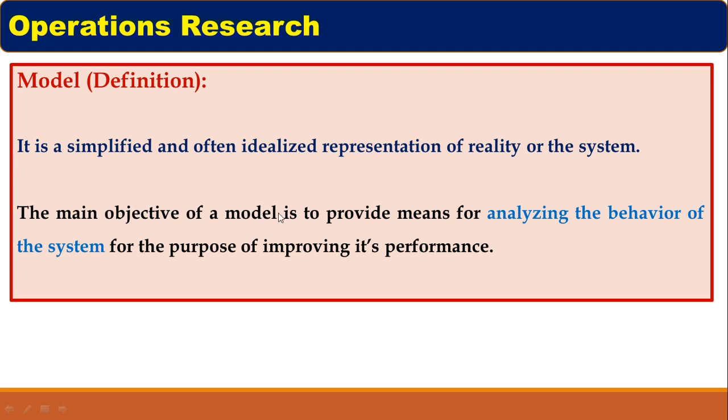The main objective of a model is to provide means for analyzing the behavior of the system for the purpose of improving its performance. So first of all, the system or reality is represented in the form of a model, and this model is required to analyze the behavior of the system. Many times we cannot actually analyze the actual system, so we have to use a representation of this system, which is called a model, and on that model we can perform the analysis and check the possibility of improving its performance.